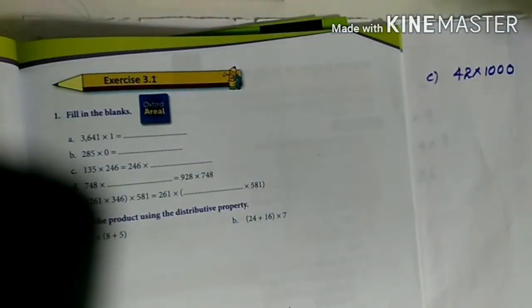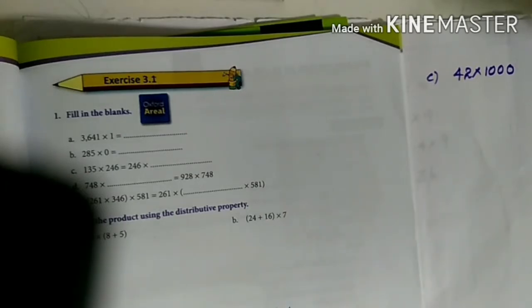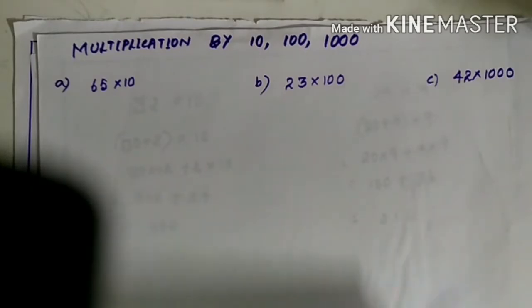I have taught you all the properties. Now you can take the page number 51, exercise 3.1. The first Roman letter and second Roman letter can be done with the help of these properties. Okay dear. Now I am going to teach you multiplication by tens, hundreds and thousands.